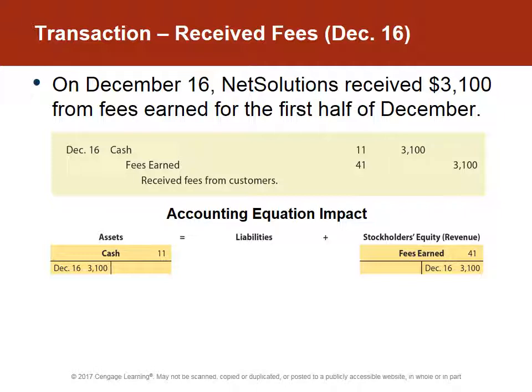Net Solutions received revenue in the way of cash, always a good thing. Cash is increased by a debit. Fees earned, which is the same thing as revenue, is increased by a credit.